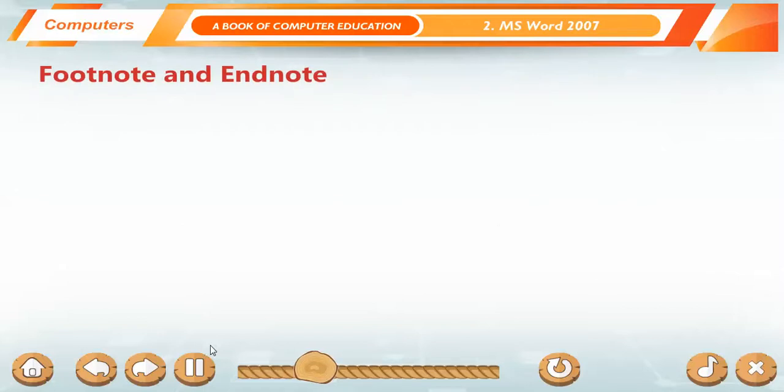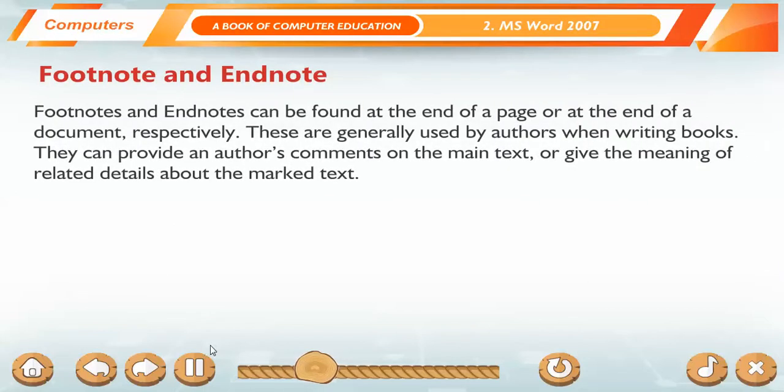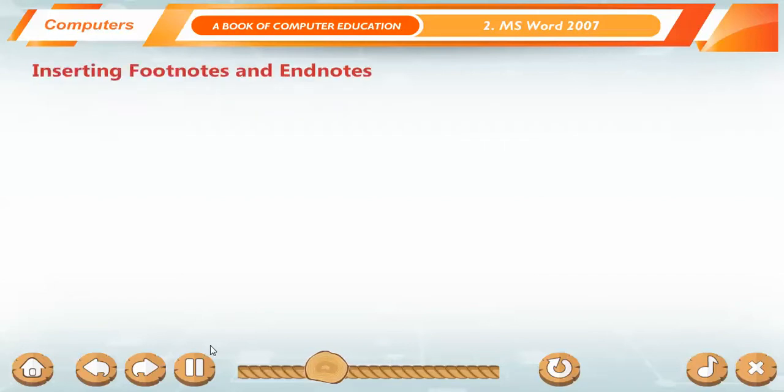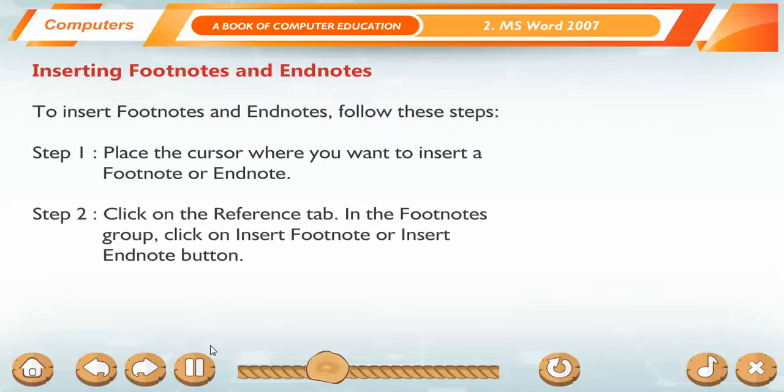Footnote and Endnote. Footnotes and endnotes can be found at the end of a page or at the end of a document, respectively. These are generally used by authors when writing books. They can provide an author's comments on the main text or give the meaning of related details about the marked text.